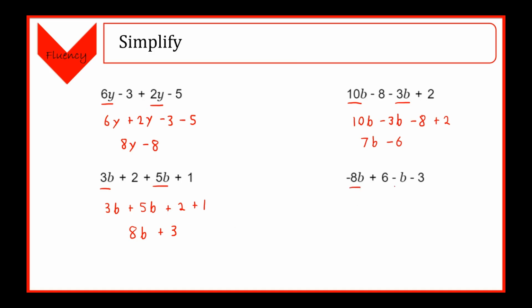Now for this final one here, I have negative 8b minus b. Remember, there is an invisible 1 in front of the variable if there's nothing there. So I would rearrange this as negative 8b minus b plus 6 minus 3. Now, negative 8b minus b is negative 8 minus 1, so I should have negative 9b. And then 6 minus 3 is going to be 3, so my final answer should be negative 9b plus 3.